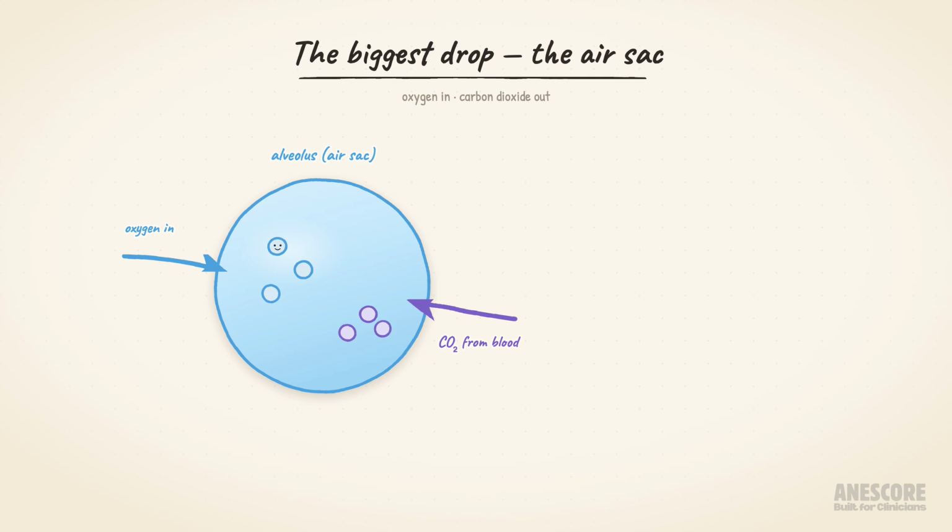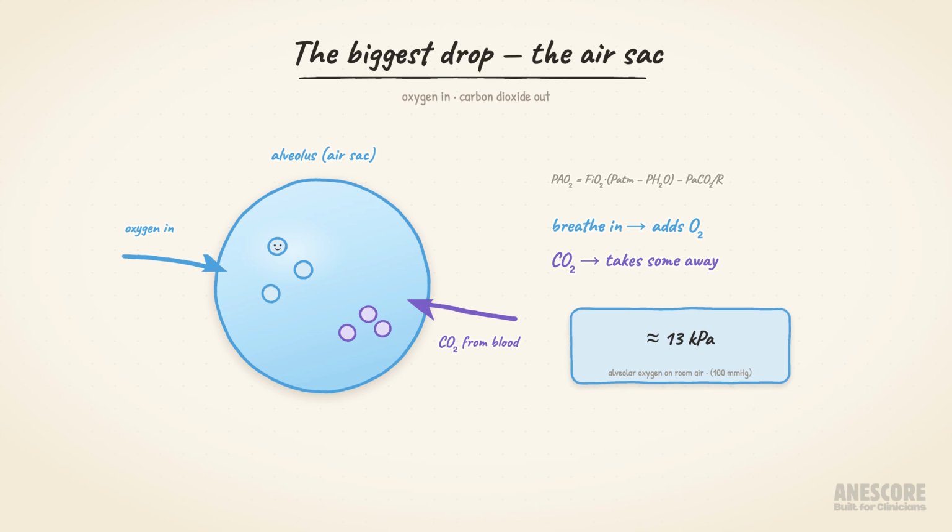There is a simple sum for the best oxygen an alveolus can reach. It is called the alveolar gas equation. Don't worry about the maths. Hold on to the idea. Breathing in adds oxygen. Carbon dioxide takes some away. On room air, the answer lands at about 13 kilopascals, 100 in the older units.